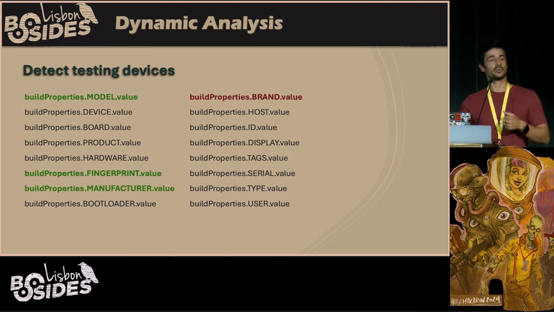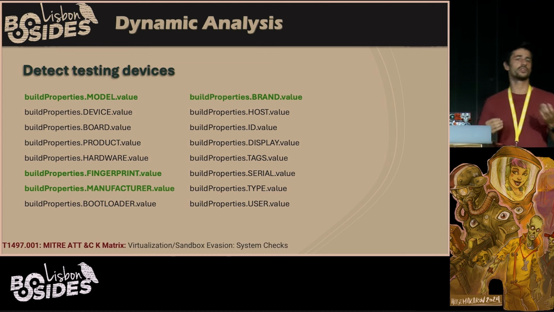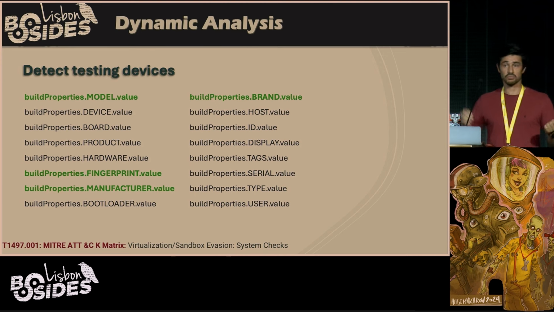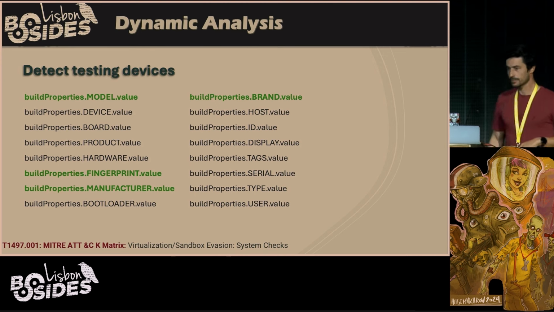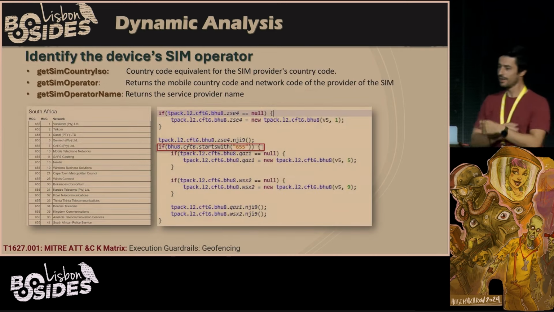Then manufacturer and brand. So let's say you're a malware developer and you want to publish in the Play Store. You assume that because it's Google, they're going to test it with Pixel devices. So just remove them from your target and you're good to go.